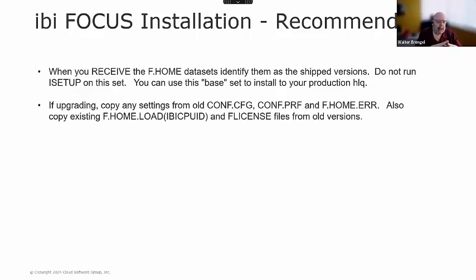F.home.err may or may not have your license. It depends on how you configured it. The license could go in any one of these, the conf.cfg, the conf.prf, or the f.home.err. So wherever you have it in the old version, you would probably want to put it also in that same data set in the new version. Lastly, as part of the licensing, you have to take the home.load IBIC PUID module and copy it from the old environment into the new environment.